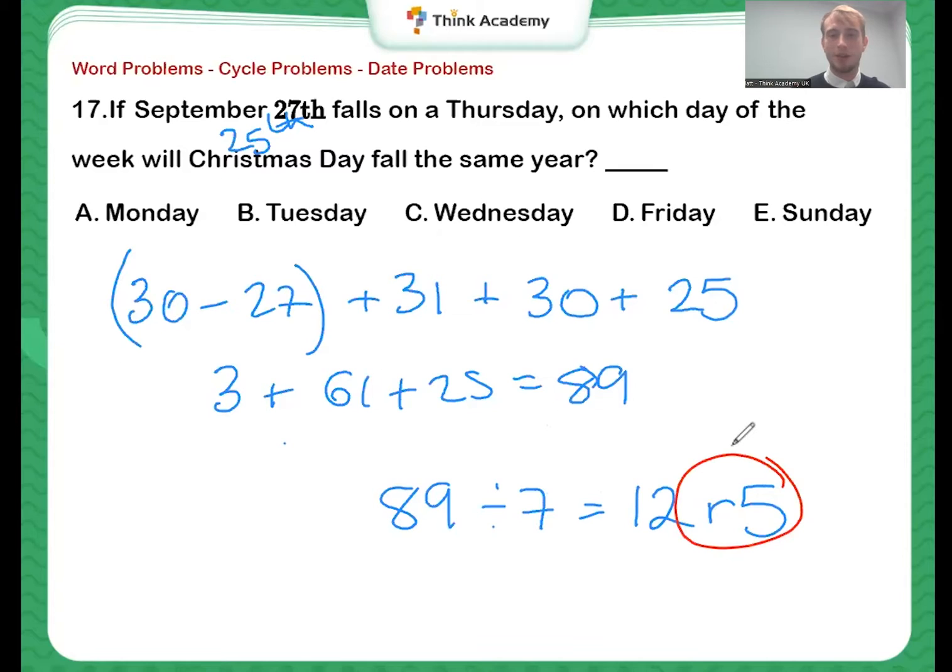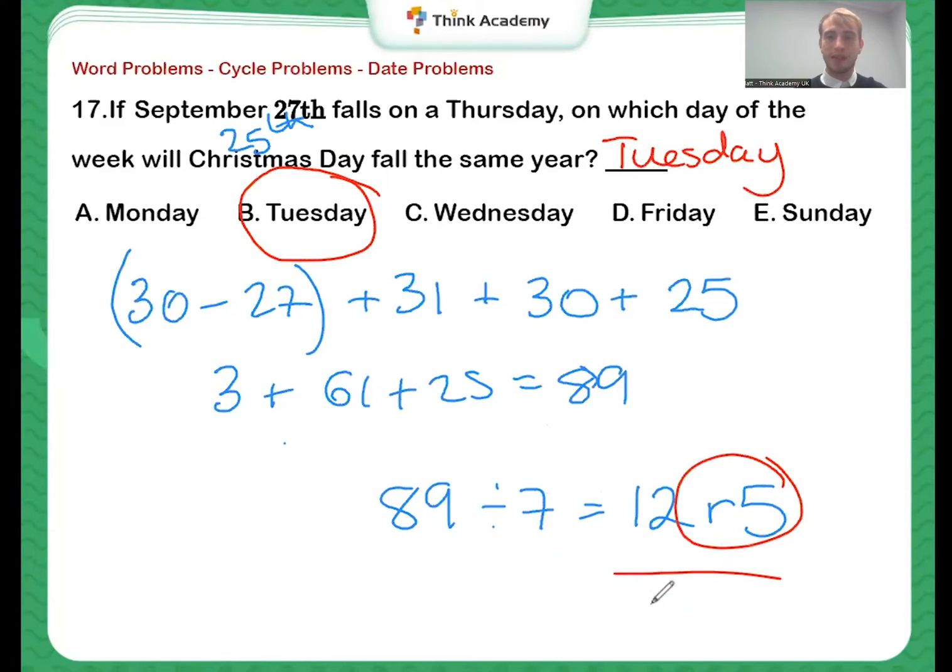So count 5 days on. So you've got Friday, Saturday, Sunday, Monday, Tuesday. And your answer is Tuesday. So if you think carefully, if this gave you an answer without a remainder, for example, 12, that's 12 whole weeks, exact weeks. So you're going to end up on that Thursday. So a remainder 1 would represent the next day, remainder 2, 2 days later, remainder 3, 3 days later, and so on. That's a bit of a trick to that one.